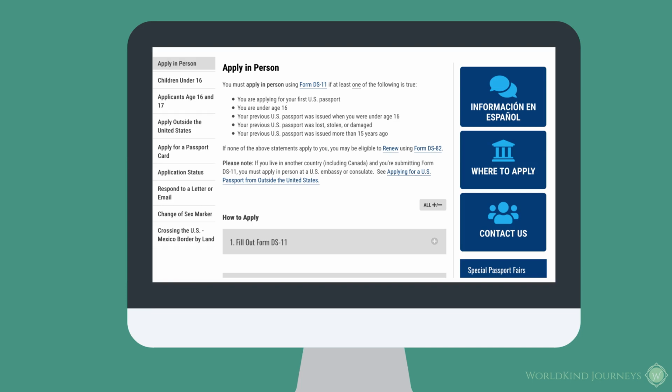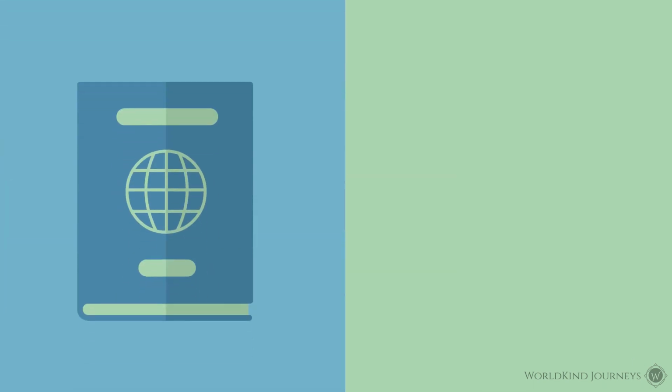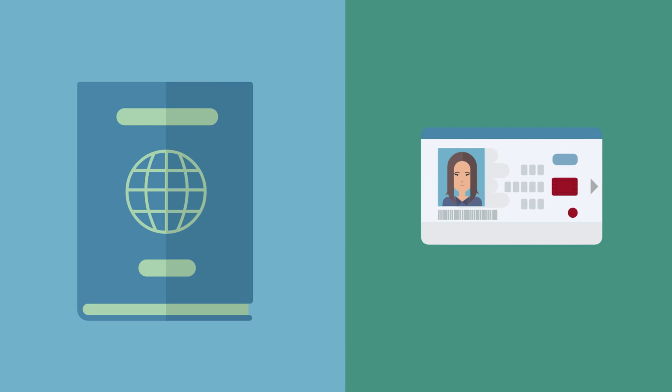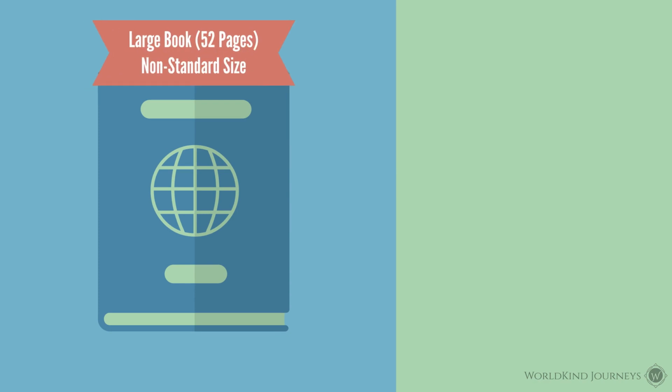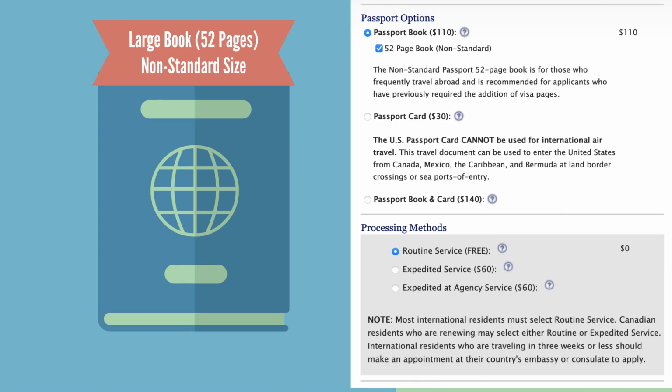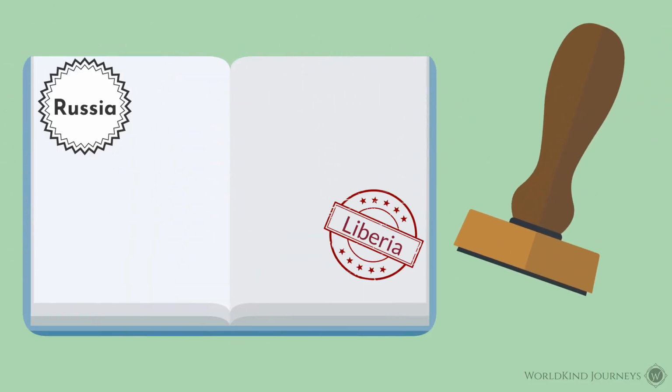From this page, you'll need to either download Form DS-11 or use the website's form filler, which is what we suggest. With this form, you can apply for a passport book, a passport card, or both. If you're applying for the traditional passport, we suggest requesting the larger passport book with 52 pages by checking the box marked 52 page at the top of the form. There's no additional cost, and hey, you never know where life might take you.